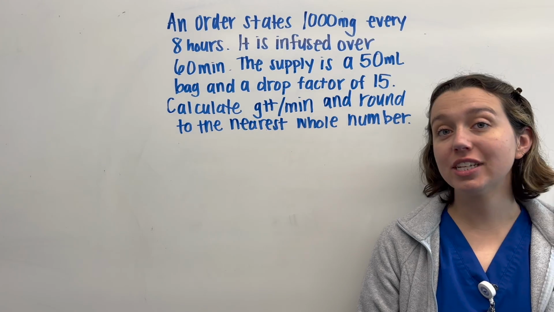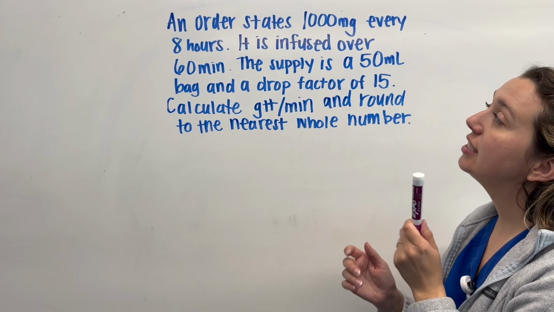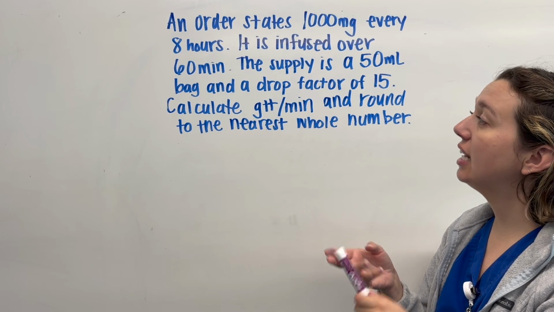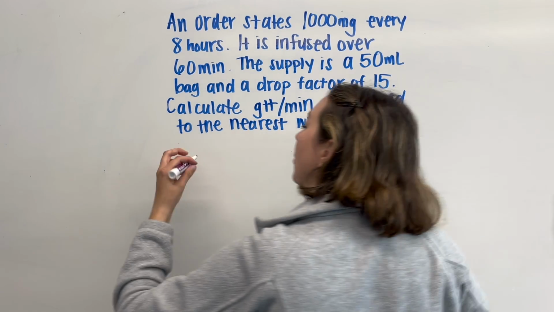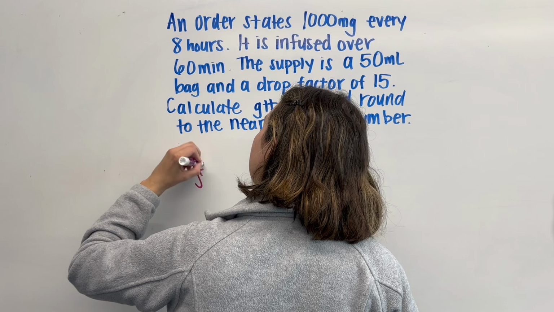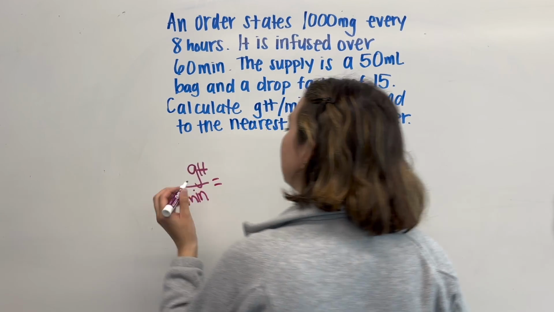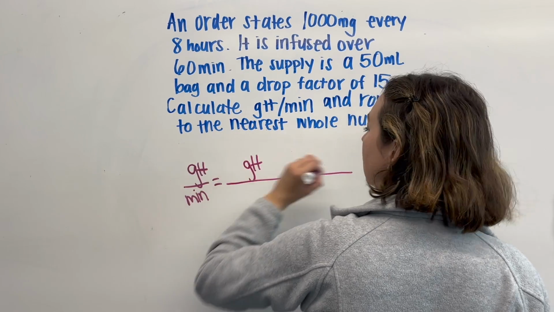Okay, hopefully you've had a chance to work on it, and now let's work on it together. So looking back at this question, it's telling us how the medication is ordered, what is supplied, and then we're asking to solve for the drops per minute. So let's start out with what we're solving for. Drops per minute. Using the always rule of dimensional analysis, we have to start with drops in our boxes.